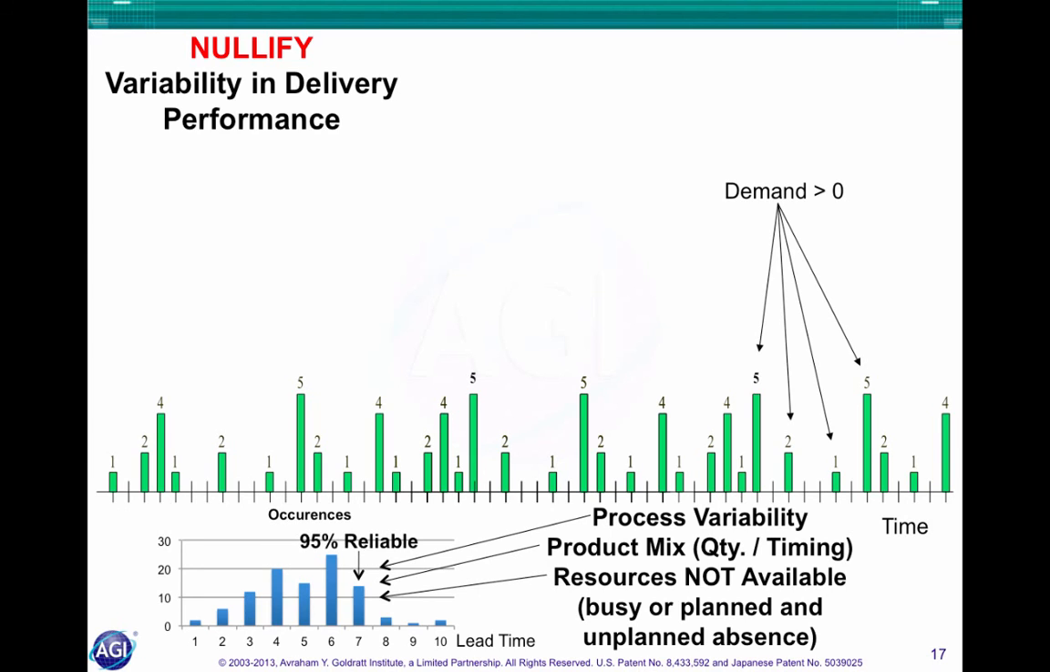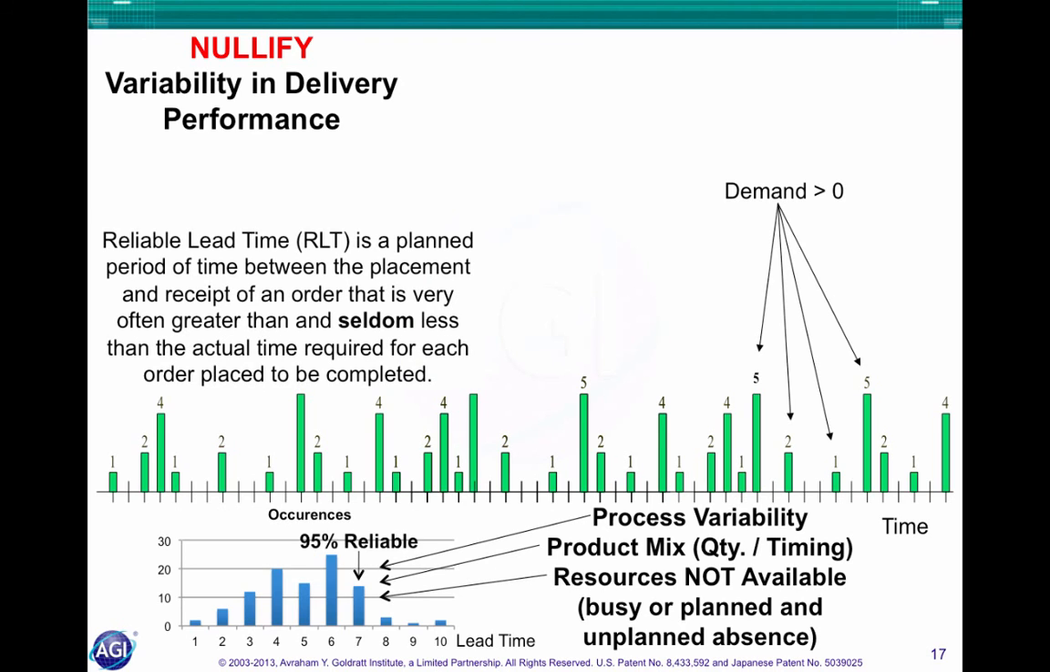Here's where we need to shift our thinking from an average lead time to a reliable lead time, something that would accommodate at least 95% of the occurrences, and in some cases even more than 95% can be required. A 95% reliability would take the lead time from 5 to 7 days and 100% reliability to 10 days. So a reliable lead time is actually the planned period of time between placing and receiving an order that is very often greater than and seldom less than the actual time required. For our example, we will use a 95% reliable number, which equates to 7 days.